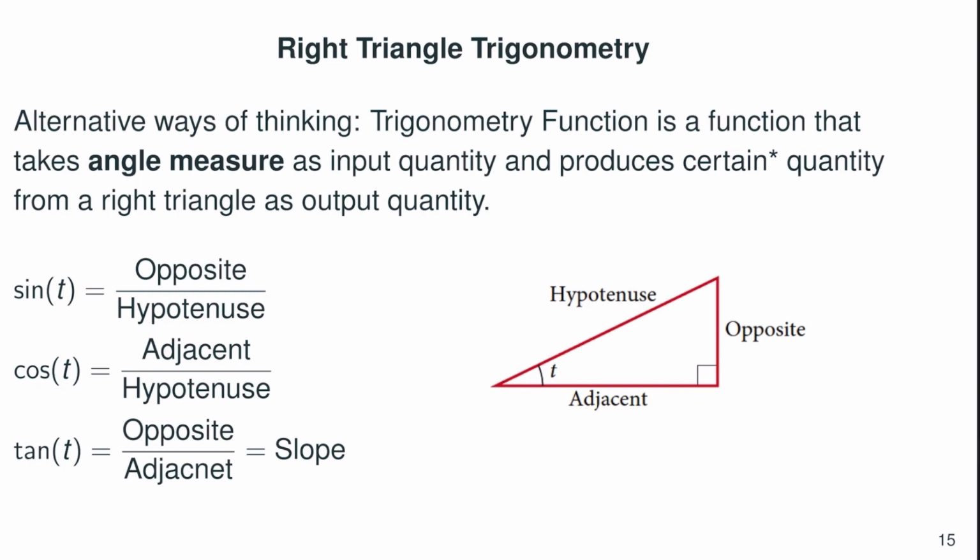So let's look at right triangle trigonometry. This is an alternative way of thinking about trigonometry functions. Think of a trig function as still taking an angle measure as input, and producing a certain quantity from a right triangle as an output quantity. Maybe some of you have heard the term SOHCAHTOA: sine is opposite over hypotenuse, cosine is adjacent over hypotenuse, tangent is opposite over adjacent, because we're relating to the triangle: hypotenuse, opposite, and adjacent.